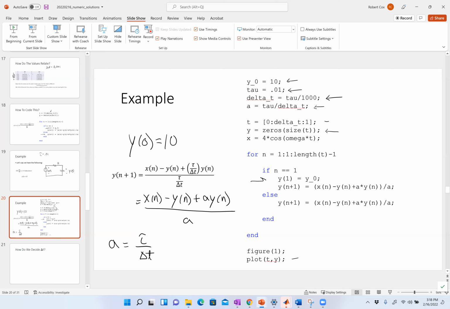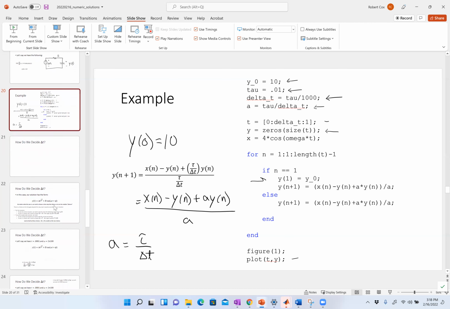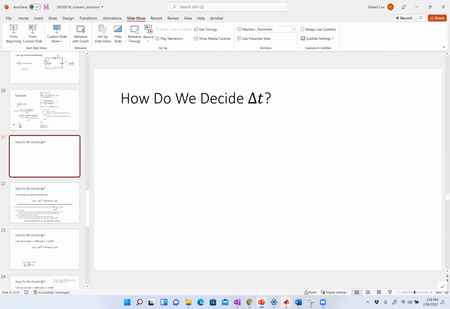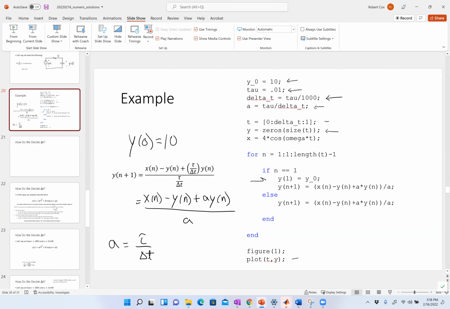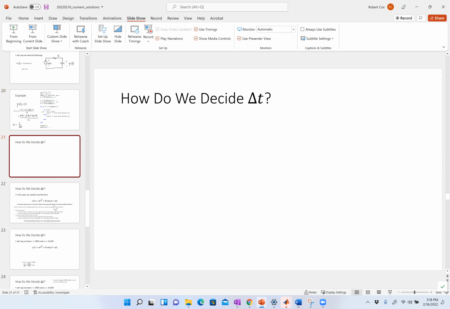So the question then is, how do I make a decision on delta t? I said delta t was tau divided by 1,000. How do I make that decision? How do I choose that? How do I make that choice for my delta t? I always say it's something divided by 1,000, right? Basically everything I gave you is something divided by 1,000. Where did I come up with that? Tell me how you think you would come up with that.